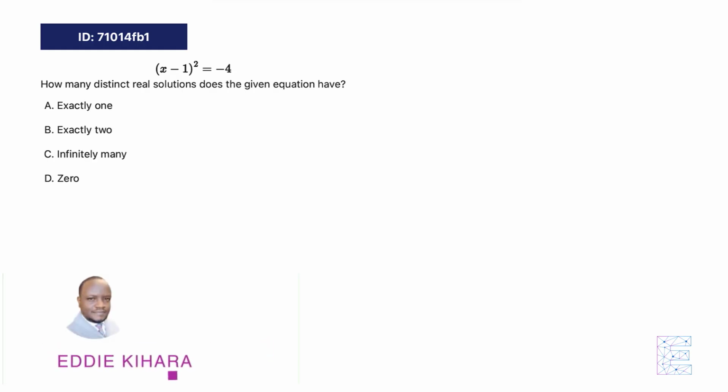Okay, here's a question, quadratic equation asking for how many distinct, that means different, you can't repeat the number, real solutions does this equation have? There are two ways we can look at this. Let's look at the first way would be the algebraic way. The second way will be using Desmos. Let's look at the algebraic way of solving this.